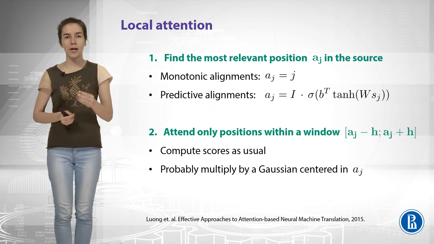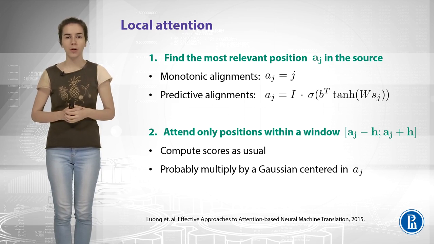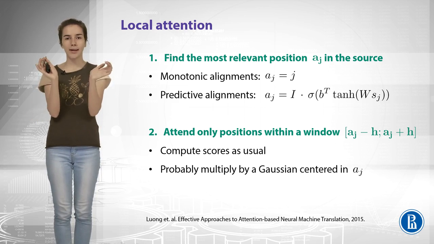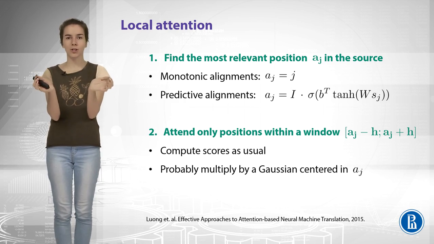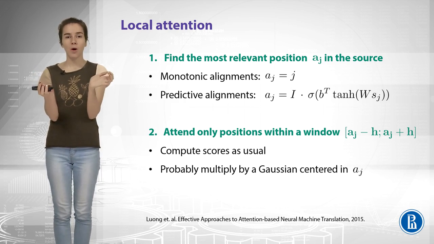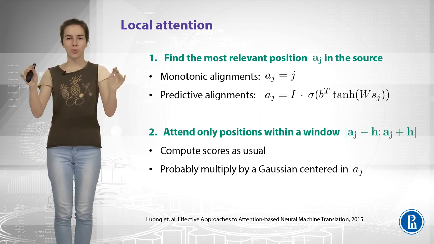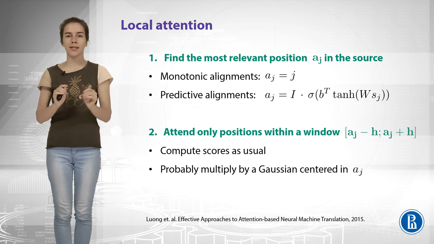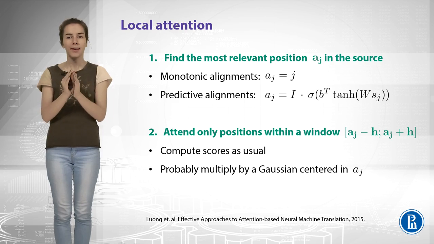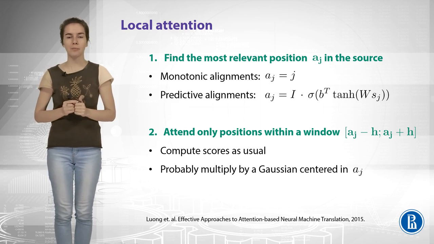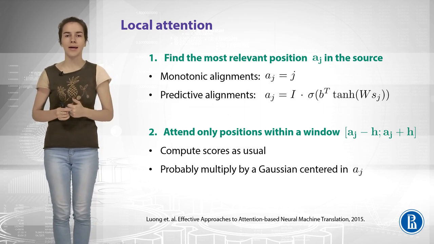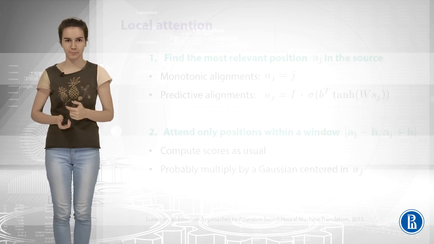Okay, anyways, when you have this a_j position, you can just say that you need to look only into this window and compute similarities for attention alphas as usual. Or you can also try to use some Gaussian to say that actually those words that are in the middle of the window are even more important. So you can just multiply some Gaussian priors by those alpha weights that we were computing before.